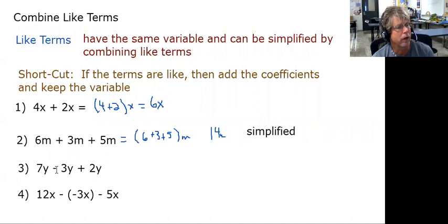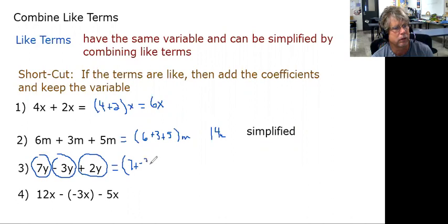So when I have this 7y take away 3y plus 2y, to identify the terms, it's important to circle. So using the circle method, we have the 7y is the first term, the negative 3y is my second term, and then the 2y is my third term. So what we do is add the coefficients of the terms. So I see a 7 and a negative 3 and a 2. We add those coefficients and we keep the letter.